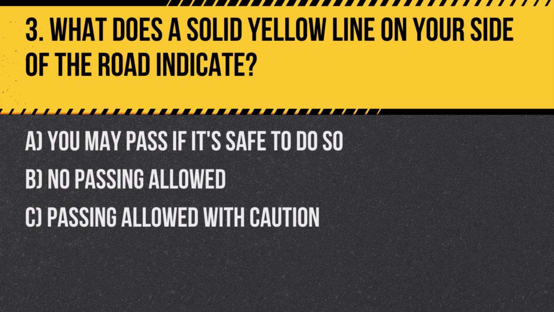Question 3. What does a solid yellow line on your side of the road indicate? A. You may pass if it's safe to do so. B. No passing allowed. C. Passing allowed with caution. Answer. B. No passing allowed. A solid yellow line on your side of the road indicates that passing is not allowed due to potential hazards or limited visibility.